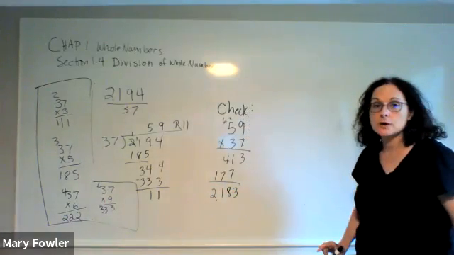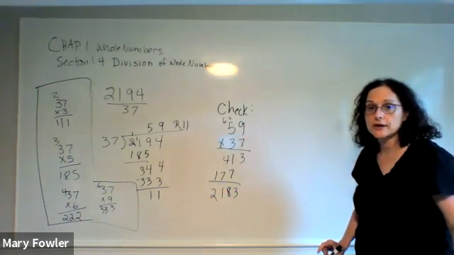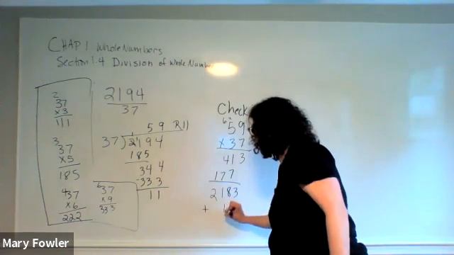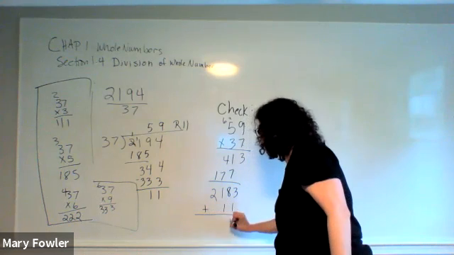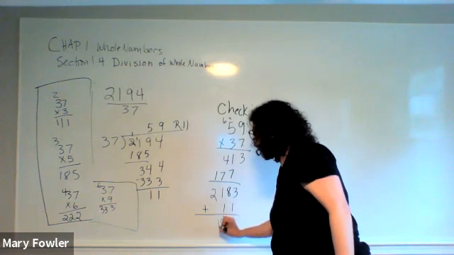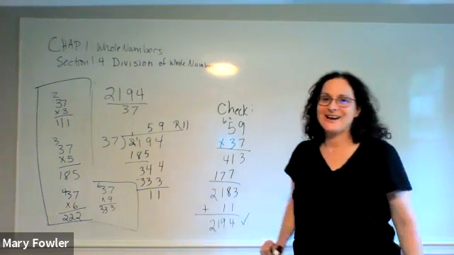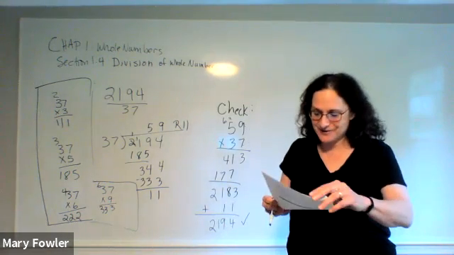Okay, so I have 2,183, and now I need to add the 11, the remainder, to it to see if I got it right. Okay, I got it right. Okay, very cool.